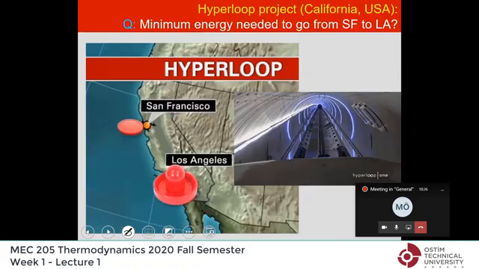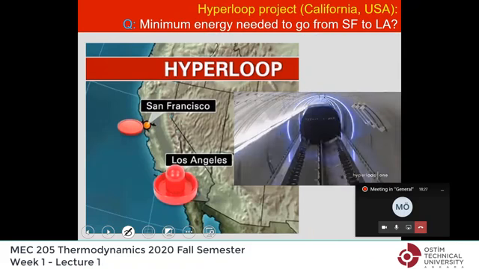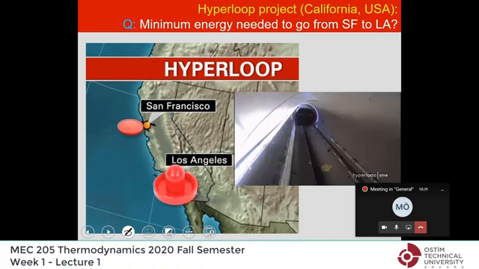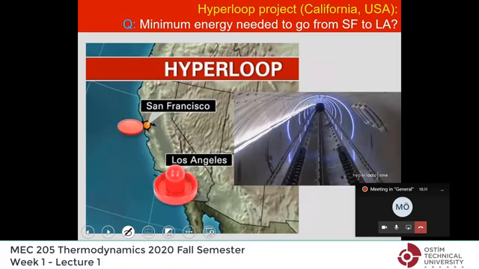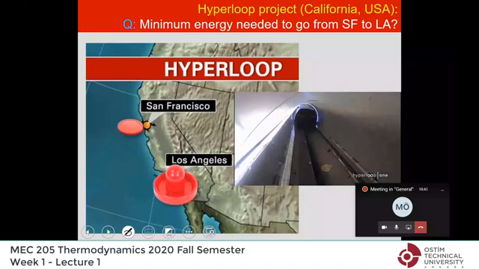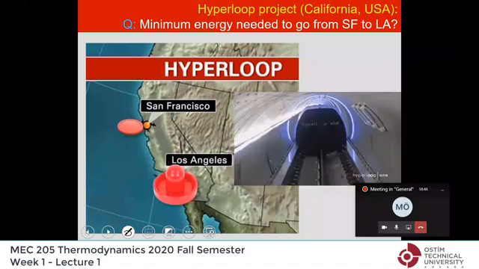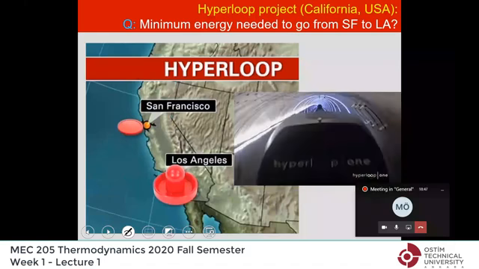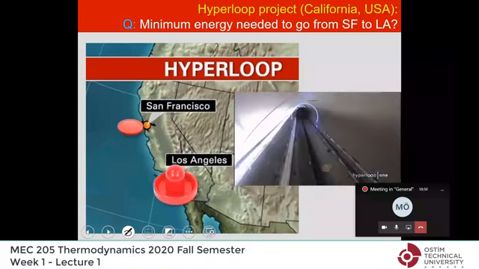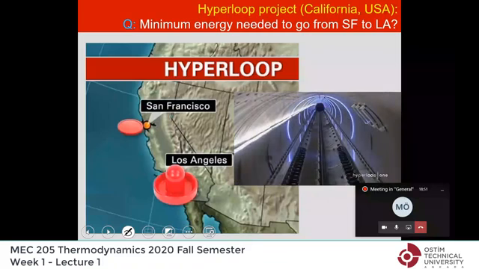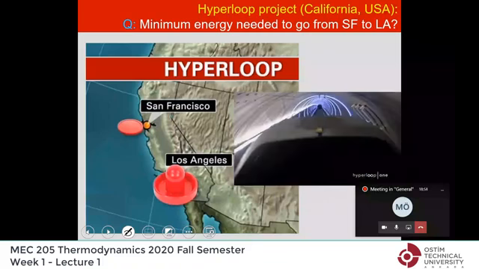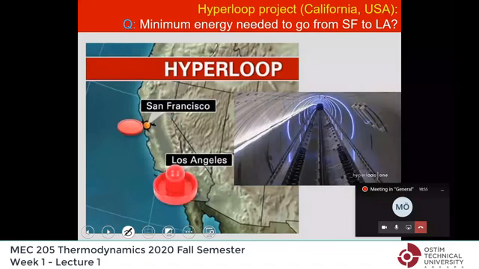Okay, maybe you heard about Hyperloop. Elon Musk, one of the crazy projects there. A tunnel between San Francisco and Los Angeles in California. And the tunnel is evacuated. Now the question is, what is the minimum amount of energy needed to go from San Francisco to Los Angeles? Now think about it for a minute.